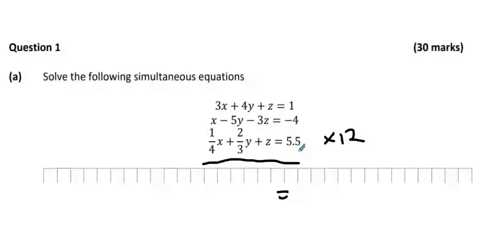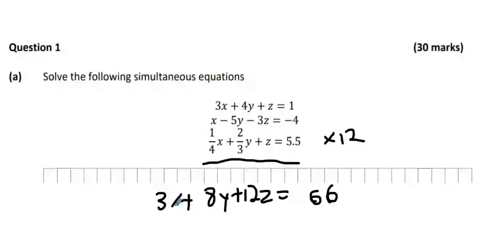And multiplying by 12, I'm going to get 66. I'm going to get 12z. 2 over 3 multiplied by 12 is 8, I think. 8y. And 12 multiplied by a quarter is 3x. Okay, everybody there? So I've now effectively eliminated this equation. It's gone. And now I have this one here instead.